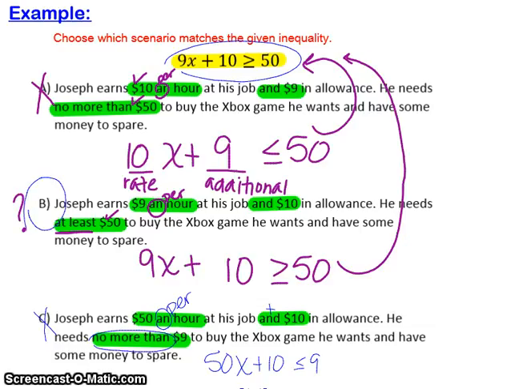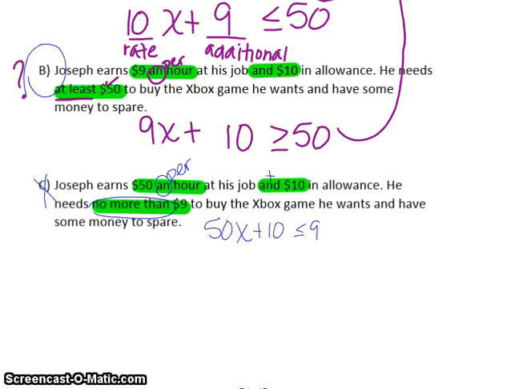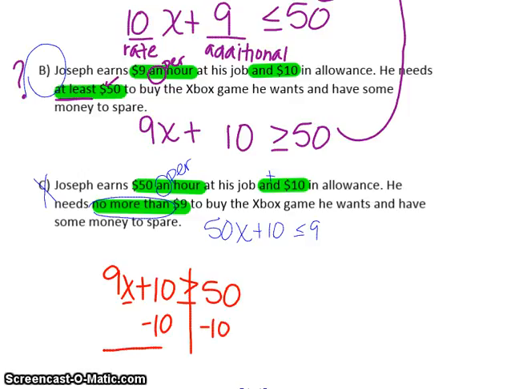Now that I've found the correct answer, I have to solve my problem. So I have to take that equation, which is 9x plus 10 is greater than or equal to 50. And what I want to do is I need to solve for x. So my first thing I do is draw a line through that inequality. I subtract 10 here, and whatever I do to one side, I have to do to the other side. 10 minus 10 is 0, so those cancel each other out. I bring down this 9x. So 9x is greater than or equal to 50 minus 10, which is 40.